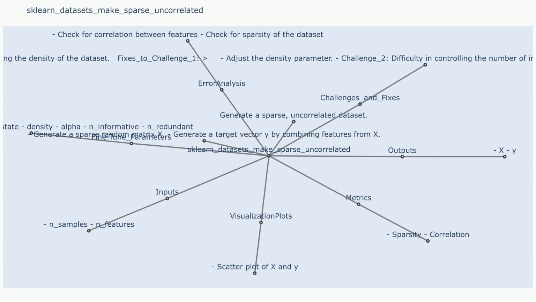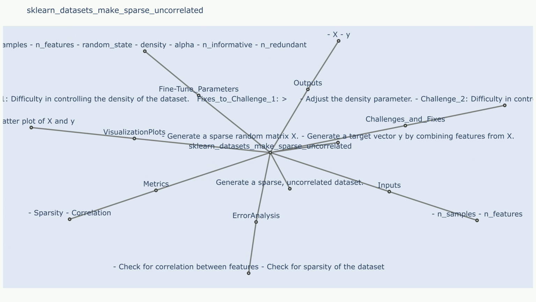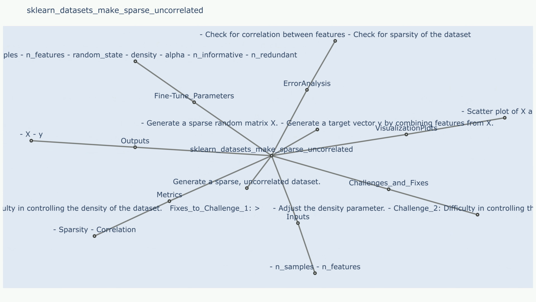Challenge 1: the generated dataset may have a high number of zero values, which can make it difficult to train some machine learning models. Sample use case that resulted in challenge 1: using the dataset to train a linear regression model. Fixes to challenge 1: use a machine learning model that is designed to handle sparse data, such as a sparse linear regression model.